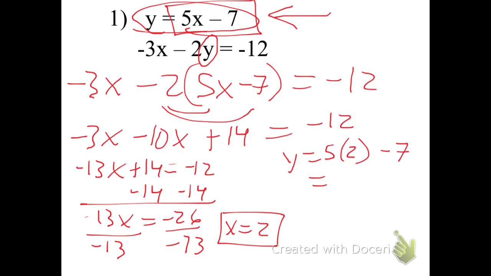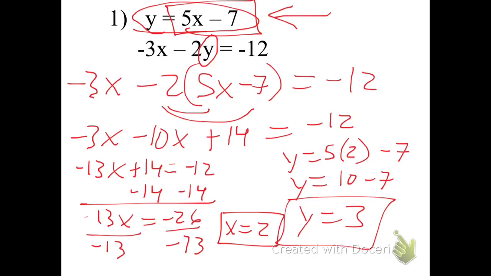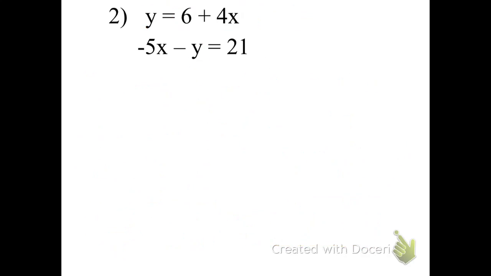And keep going. 5 times 2 is 10. I'm going to subtract 7 to get y equals 3. And I am done with number 1. Move on to number 2.